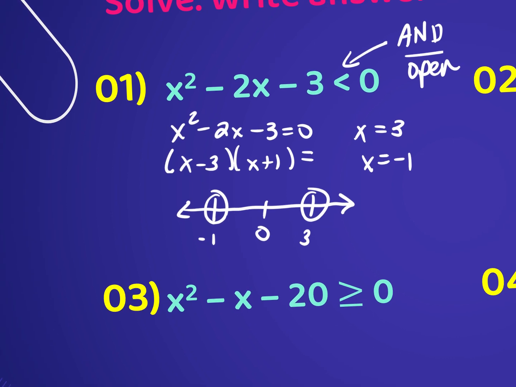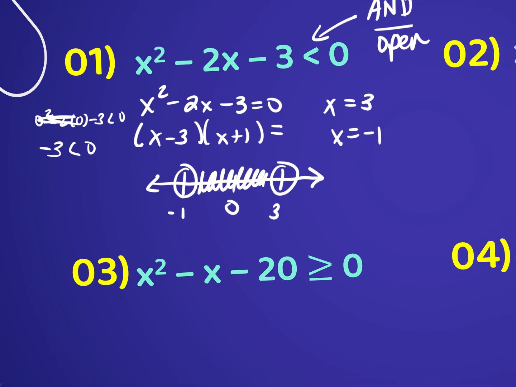So let's plug in 0 real quick. If I plug in 0, 0 squared minus 2 times 0 minus 3 less than 0. Is -3 less than 0? Yes. So did you just prove to yourself that you're going to color in the middle? Yes. So there is your inequality graph.